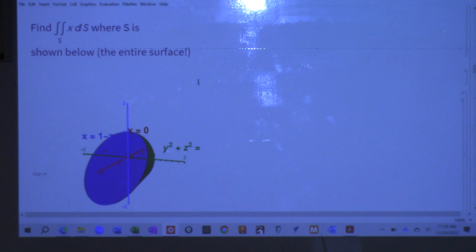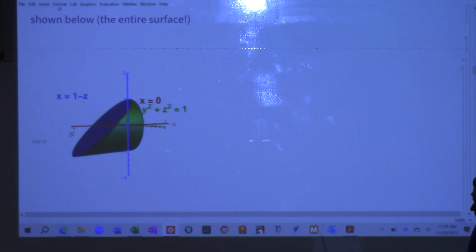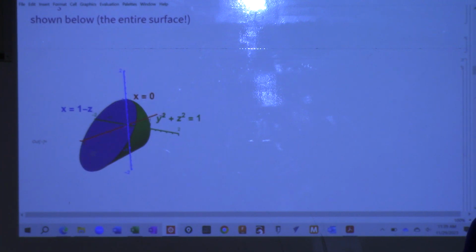Find the double integral over S of x dS, where S is the surface shown below, the entire surface! Meaning that our surface is actually made up of three surfaces. And I've got to find the surface integral over all three surfaces: the blue, the green, and that back red one, right? We'll add them together. Just like we've done in the past when we had one weird curve, we could add up sections, same thing here. So we're going to be trying to do the sum of three different surface integrals.